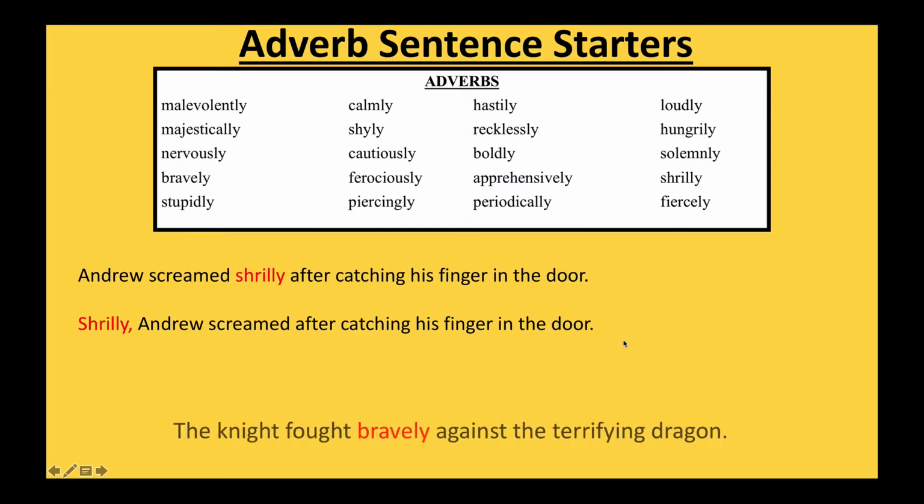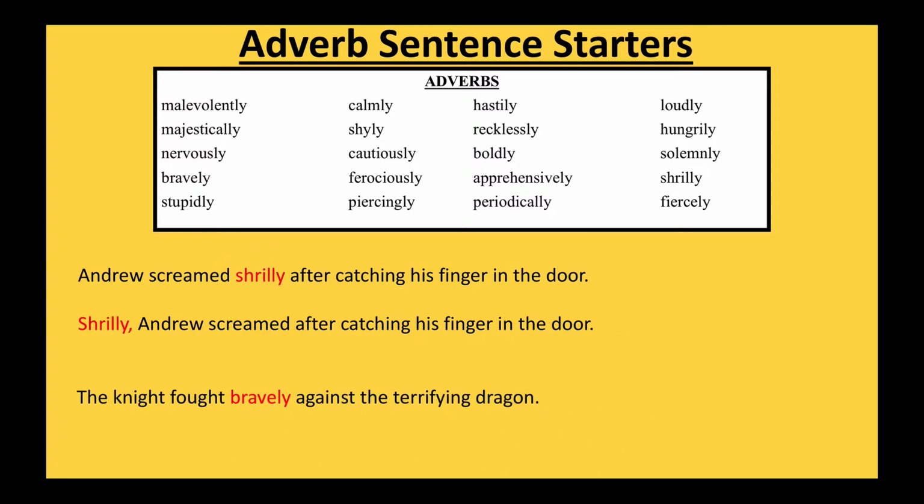Right, let's do another one. The knight fought bravely against the terrifying dragon. Move the adverb to the beginning. Bravely, comma, the knight fought against the terrifying dragon. Dead easy.